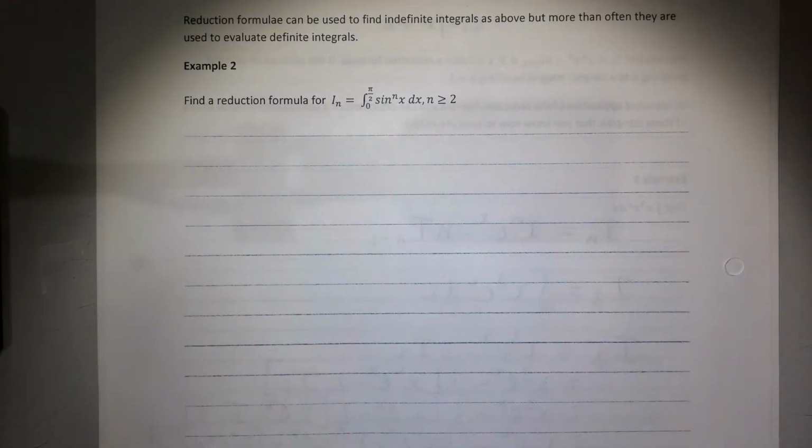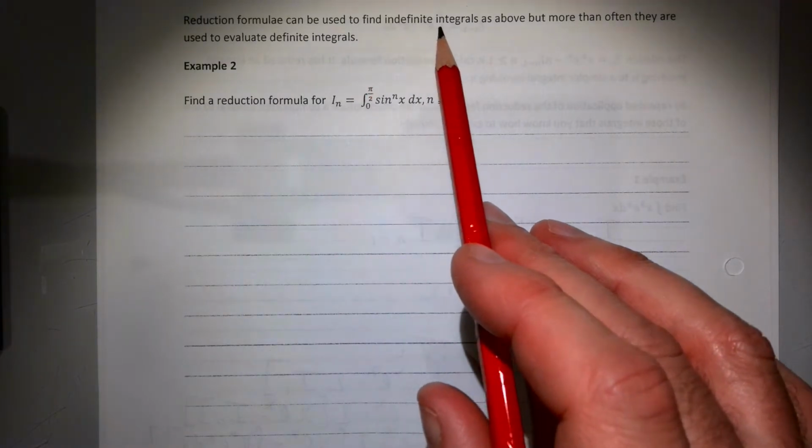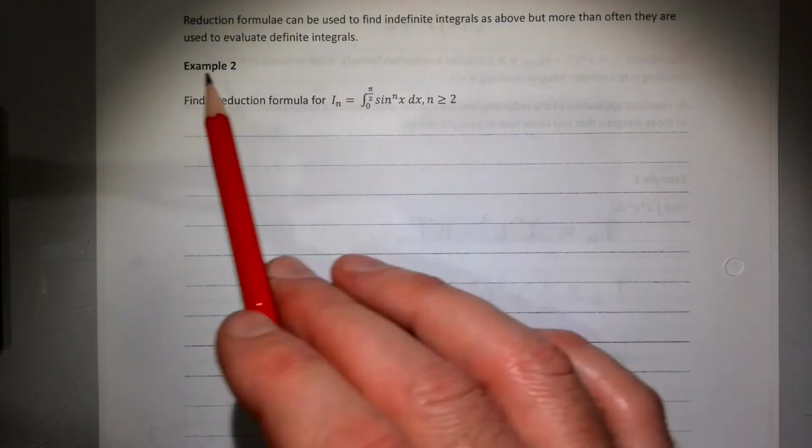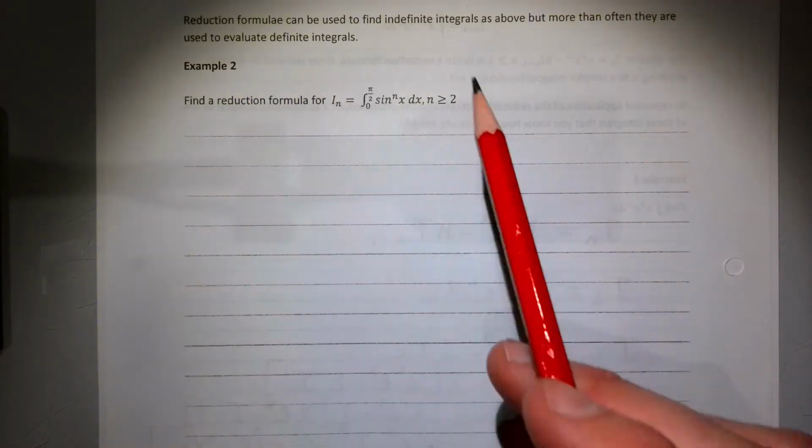Okay, we're in A2 Further Maths here. We are on chapter 7 and we're now looking at reduction formulae. It says here reduction formulae could be used to find indefinite integrals, which was our previous example if you look at the previous video, but more often they are used to evaluate definite integrals. So that's what we have here.